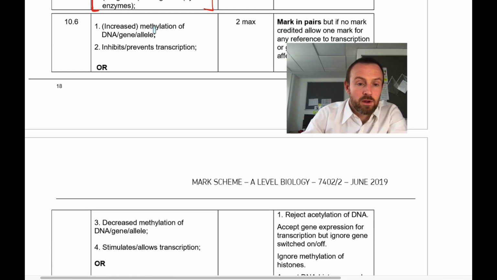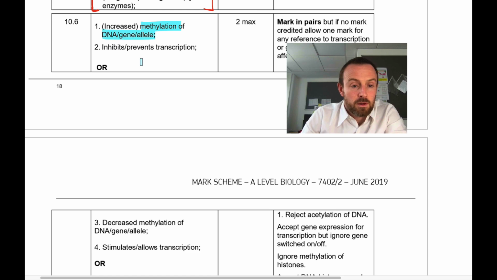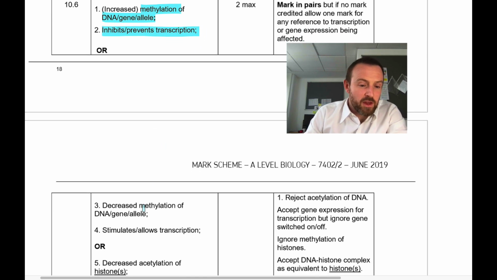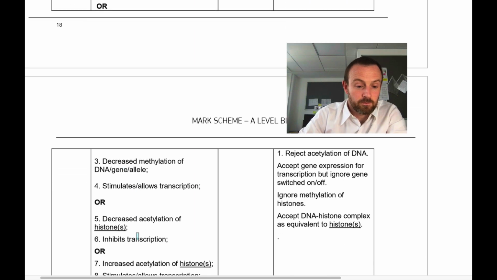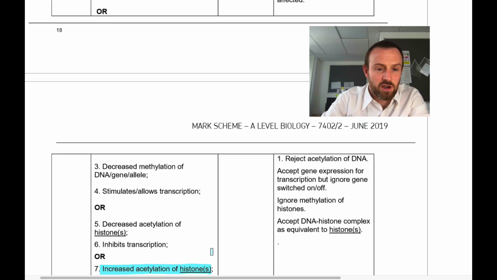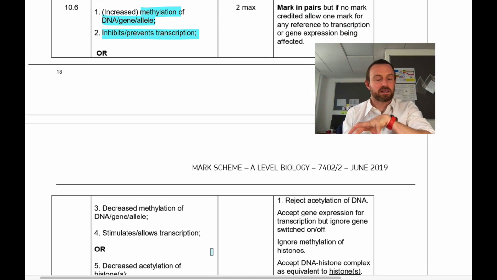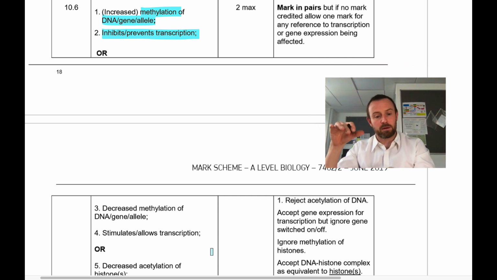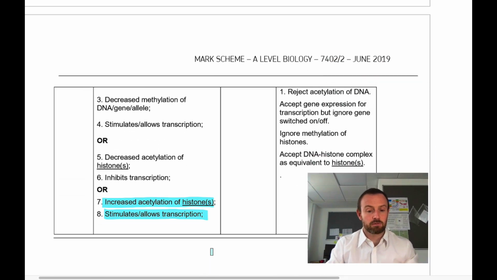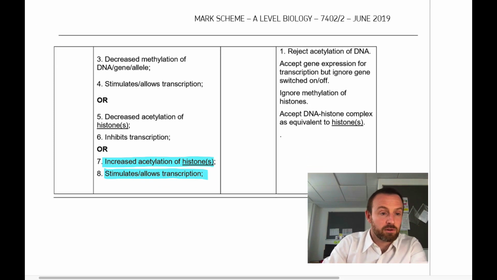Yeah, that's exactly what we want. So if we talk about methylation, it inhibits or prevents transcription, or we could talk about the other thing, increased acetylation of histones stimulates transcription. In both cases, you can talk about it from an increased or a decreased perspective: more methylation inhibits, less methylation stimulates transcription, or more acetylation promotes transcription and less acetylation inhibits transcription.